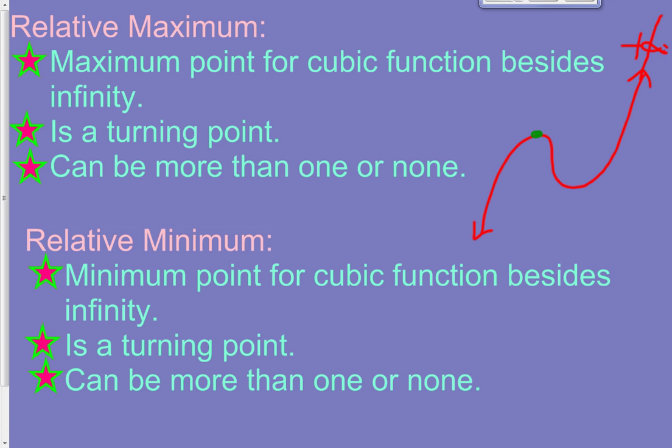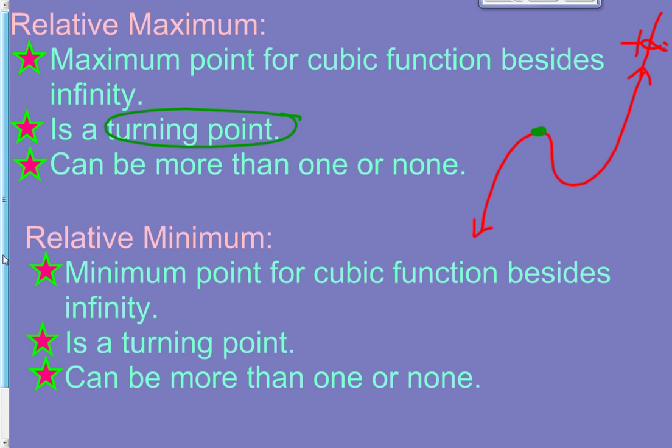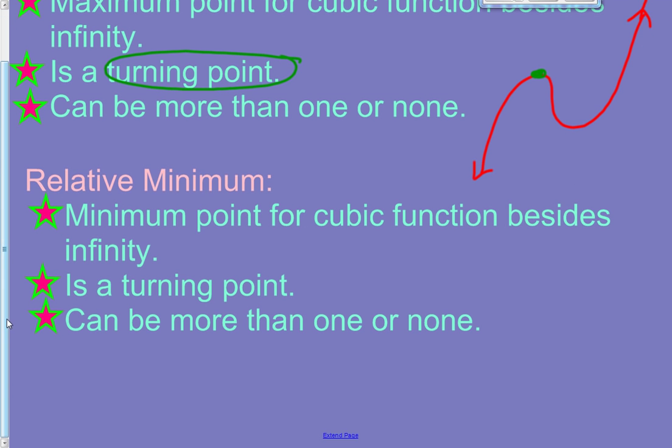So this one right here is our relative maximum. It's a turning point. It's when it's at its highest spot before it starts going down again. So that relative maximum is the highest point besides infinity. There can be more than one, there can be one, or there can be none. In the same way, a relative minimum is going to be the lowest point besides negative infinity. Okay, so this arrow goes all the way down to negative infinity, so we don't count that.